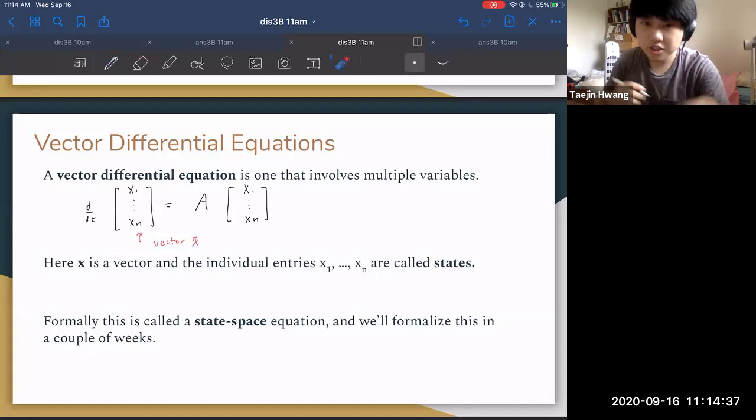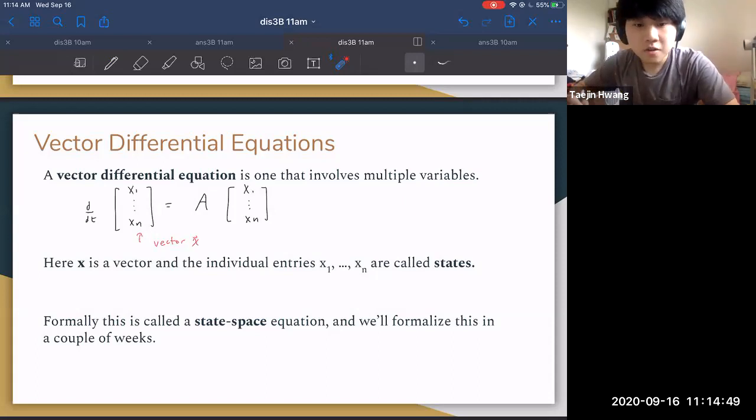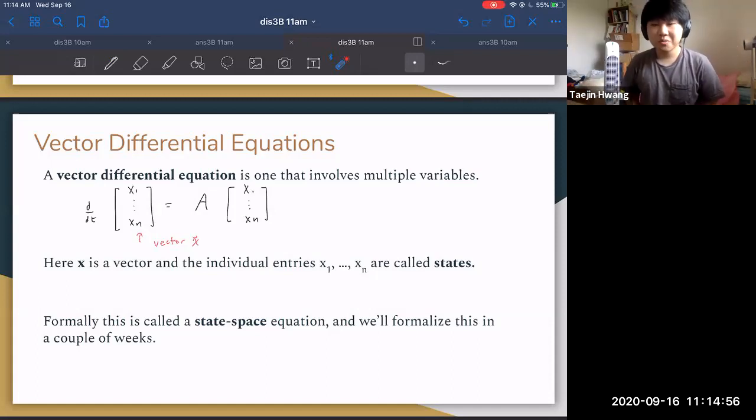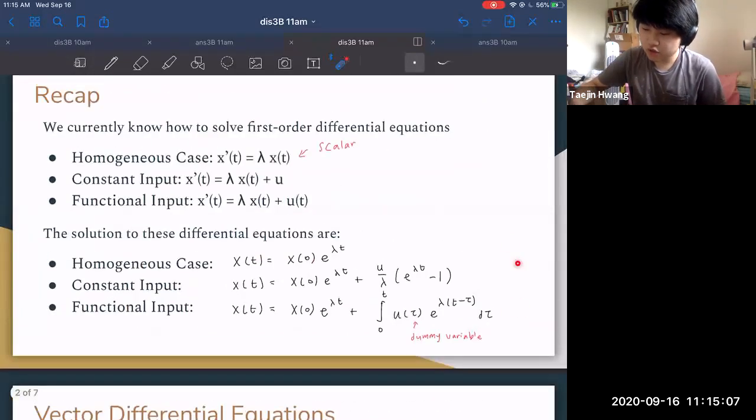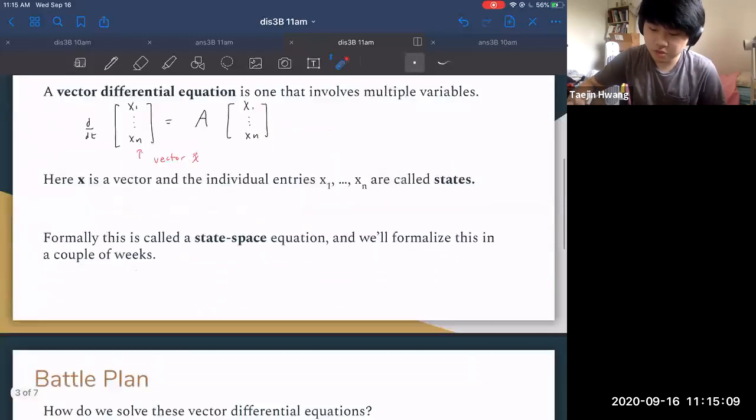So essentially today, we're going to be looking at vector differential equations where the derivative of a vector is equal to a matrix A times the same vector. Any questions about that so far? And I guess the way we're going to do this, it's a bit convoluted, but essentially what we're going to do is take this vector differential equation and massage it into a scalar differential equation that we already know how to solve. That's just going to be the general idea.